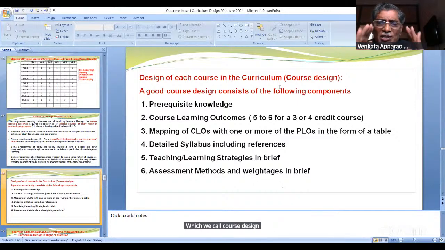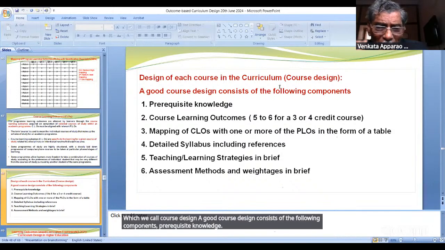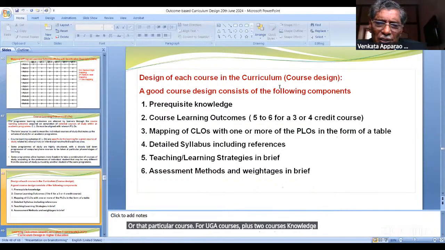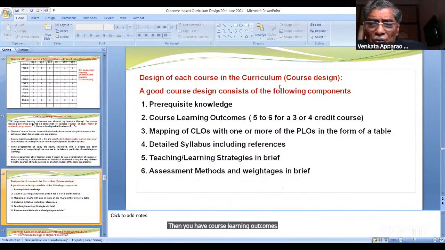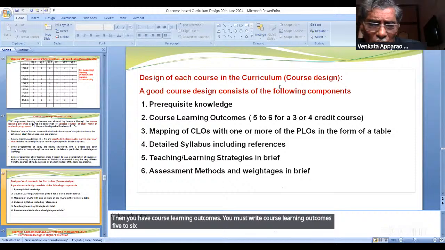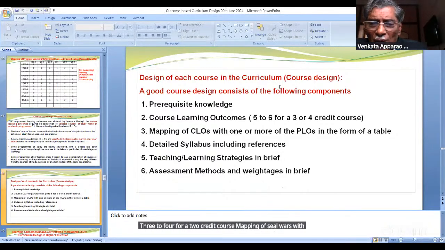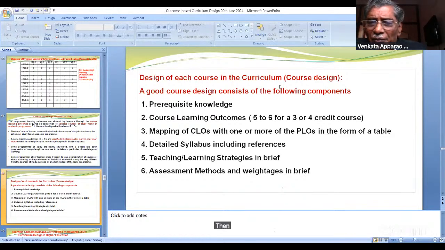A good course design consists of the following components: prerequisite knowledge for that particular course. For UG courses, +2 course knowledge is the prerequisite knowledge. Then you have course learning outcomes. You must write 5 to 6 course learning outcomes for a 3 to 4 credit course, and 3 to 4 for a 2 credit course. Mapping of CLOs with one or more PLOs in the form of a table is called the course articulation matrix. Then a detailed syllabus including references.